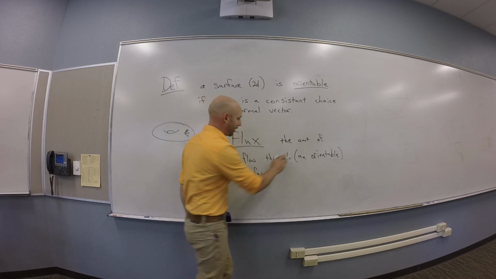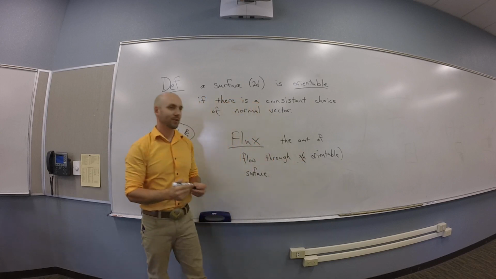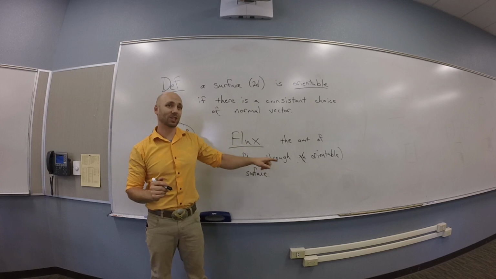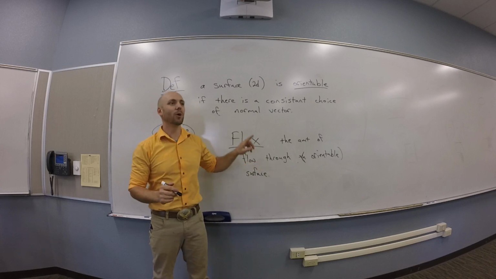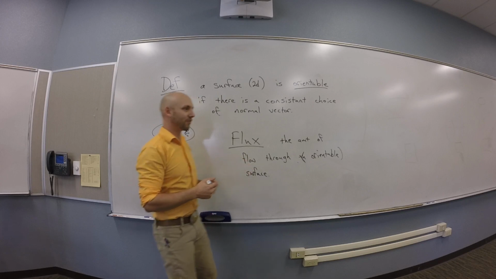Okay, and the reason that I'm adding orientable to this is that this won't make any sense if the surface isn't orientable, because you don't know what "through" means. You guys all see that? Okay. Like, I know what through a sphere looks like, right?